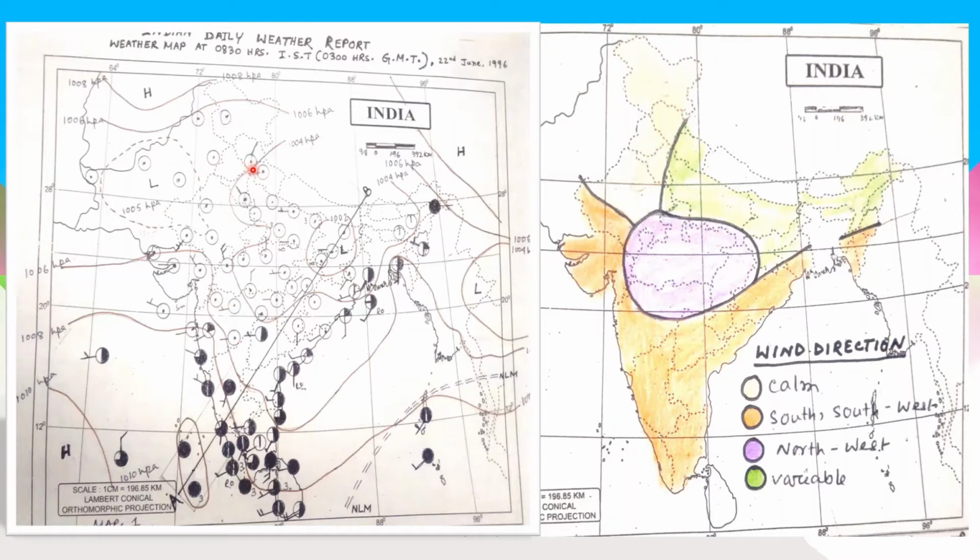Variable winds are mainly found in northeast India and northern India, particularly Uttar Pradesh, eastern part of Madhya Pradesh and in northeastern states such as Arunachal Pradesh, Nagaland, Tripura, etc. Calm condition is generally found over Jammu and Kashmir, Punjab and Rajasthan states. So these areas are demarcated with the white color and this is the calm condition zone.